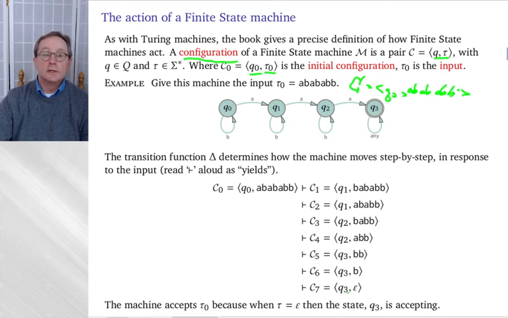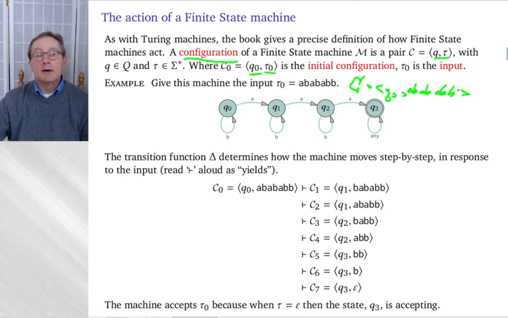Okay, does it accept the string or not? Well, is Q3 a halting, a final state? Yes, Q3 is a final state. It's got a double circle, so we accept tau naught A B. ABV. All right, so of course this is just an example, just a sketch, the full description's in the book, but the point is that this is mathematics.